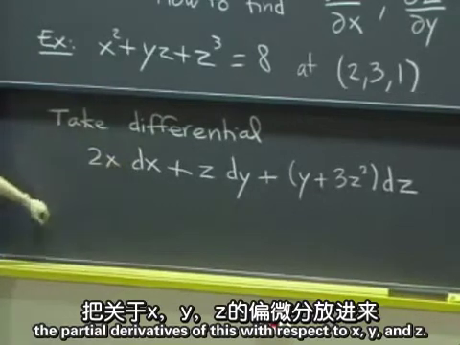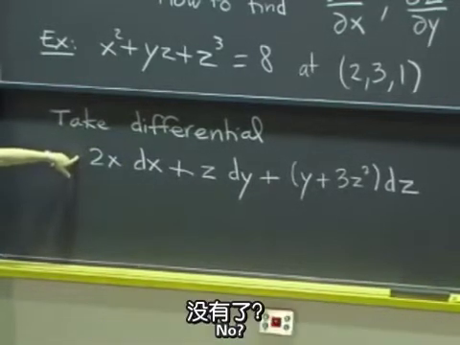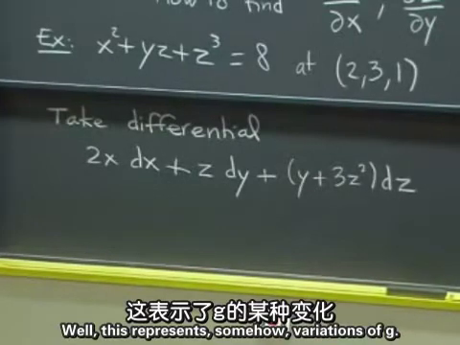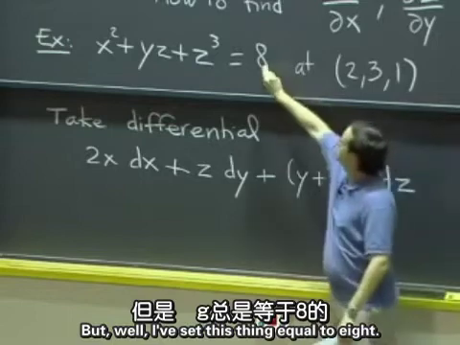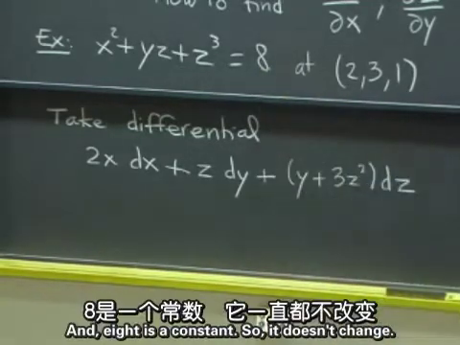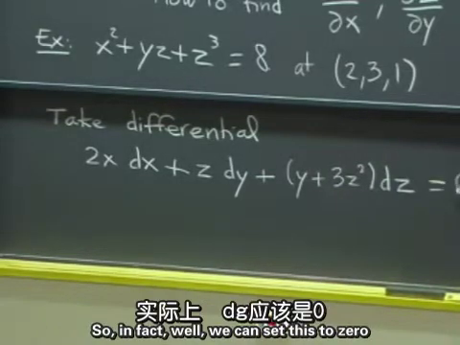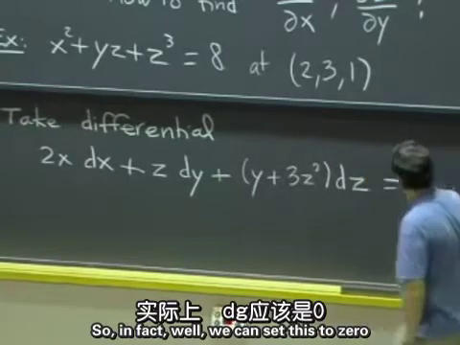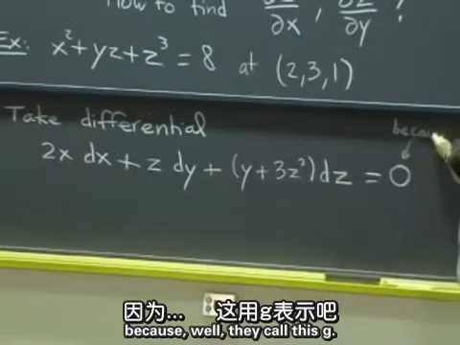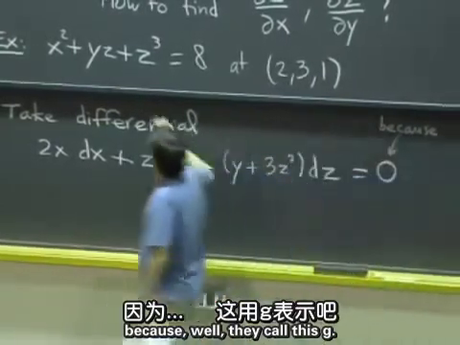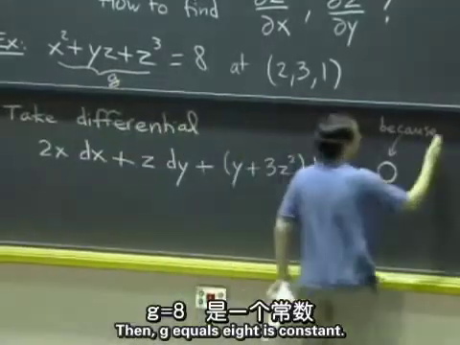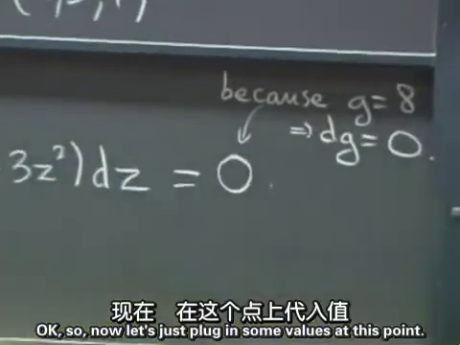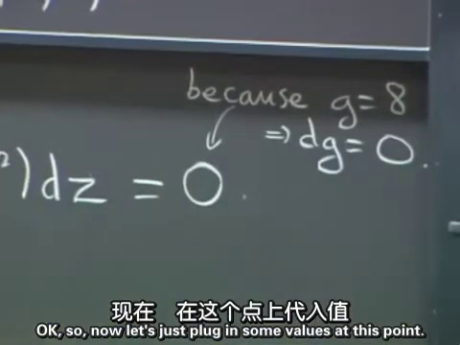Okay? Any questions about how I got this? No? Okay. So now what do I do with this? Well, this represents somehow variations of G. But, well, I've set this thing equal to 8. And 8 is a constant. So it doesn't change. So, in fact, well, we can set this to 0. Okay? Because, well, if I call this G, then G equals 8 is constant. That means we set dG equal to 0. Okay. So now let's just plug in some values at this point.